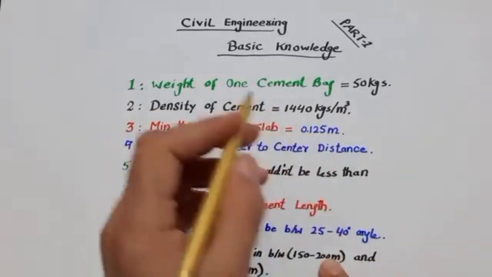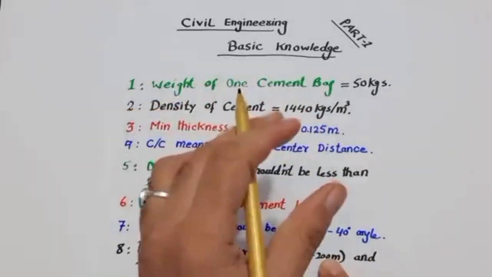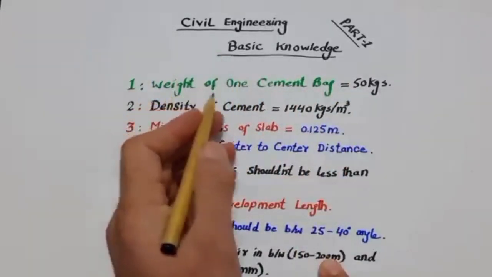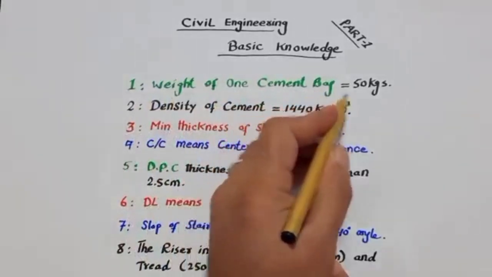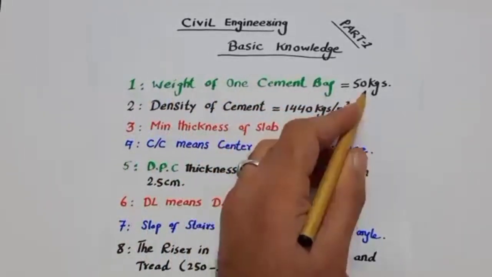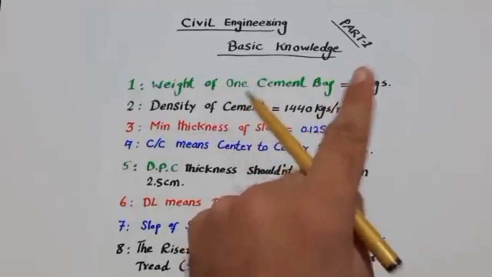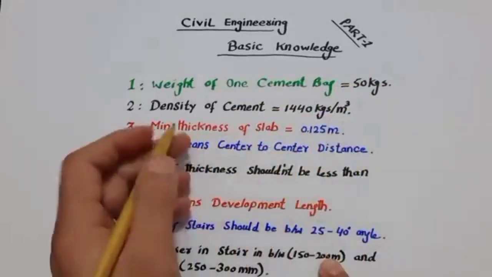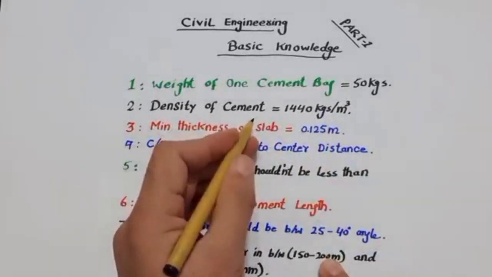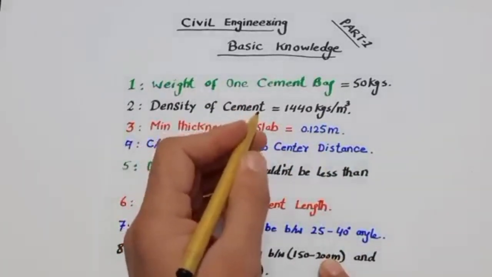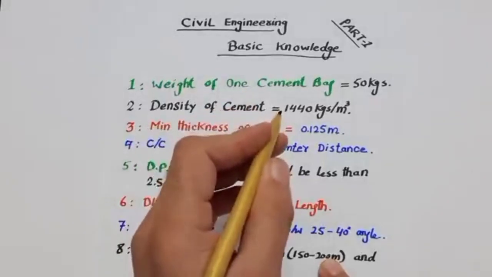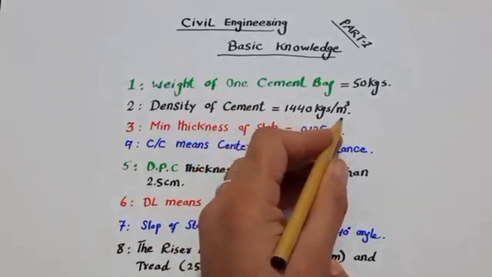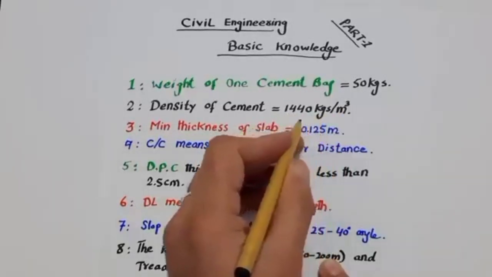Guys, the first one is you should know what is the weight of one bag cement. Okay, so the weight of one bag cement is 50 kgs. Weight of one cement bag is 50 kgs. Okay, the second one is, guys, density of cement. So the density of cement in cubic meter is 1440 kgs per meter cube. This is density of cement.